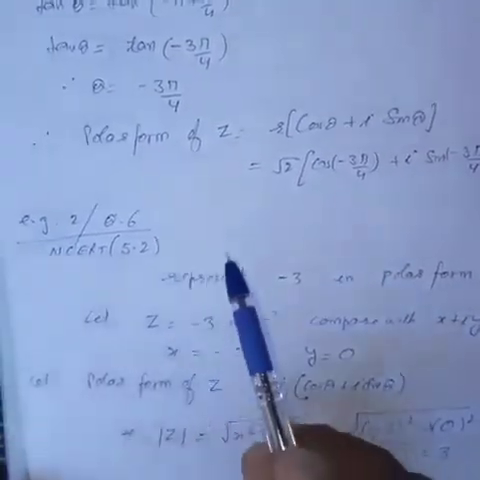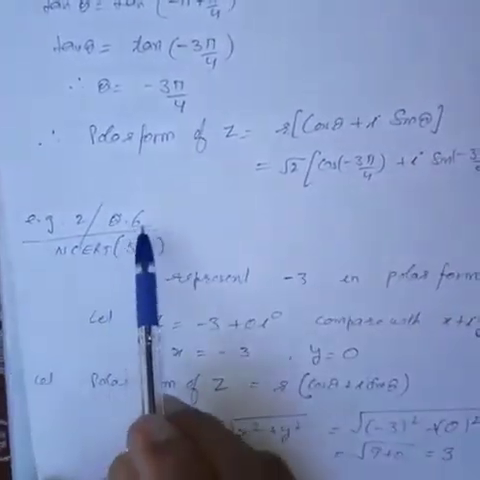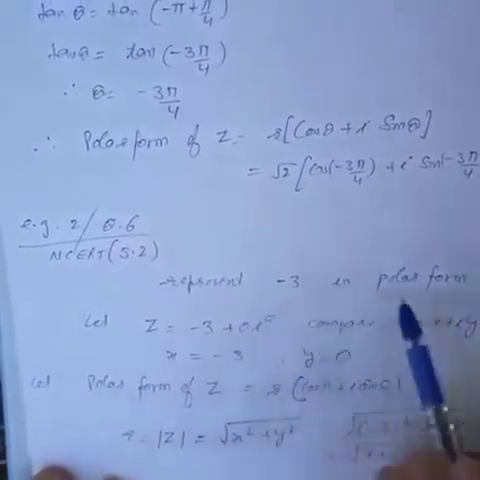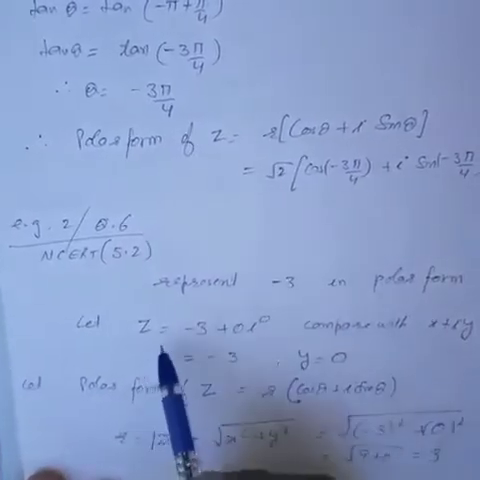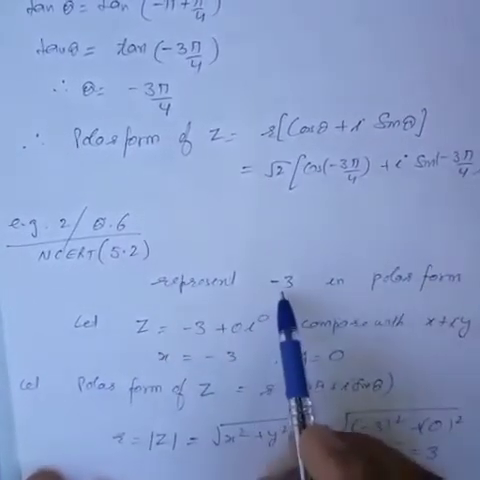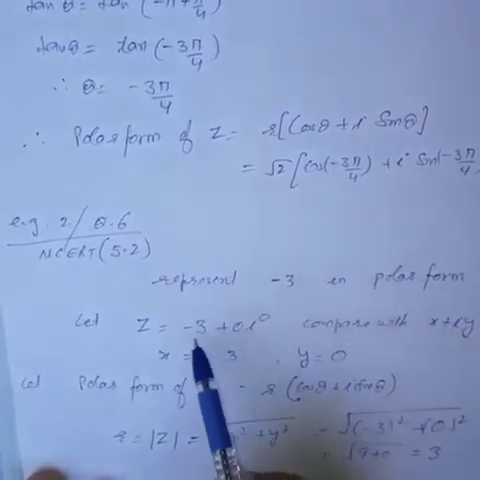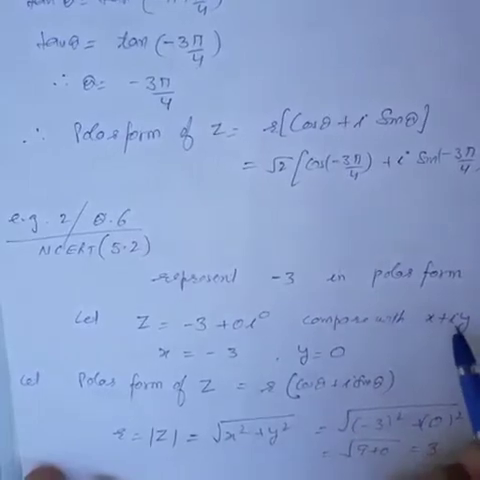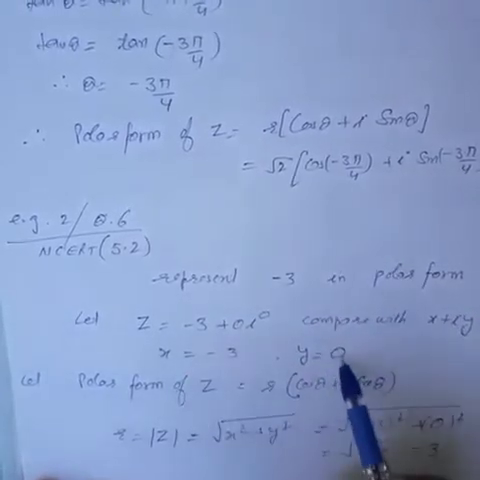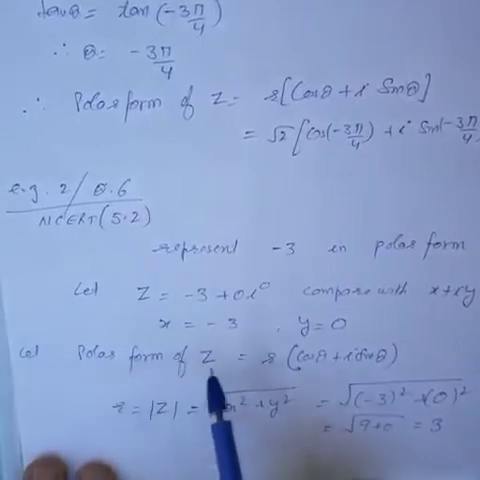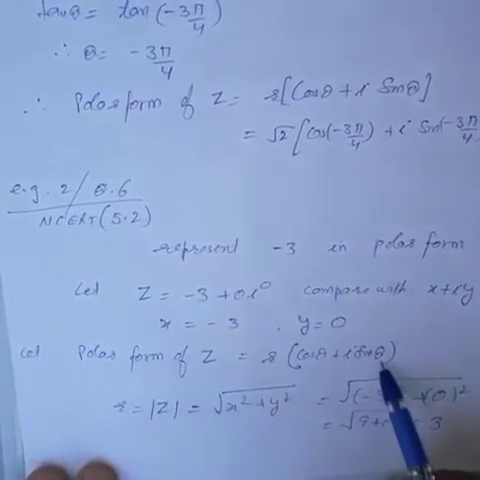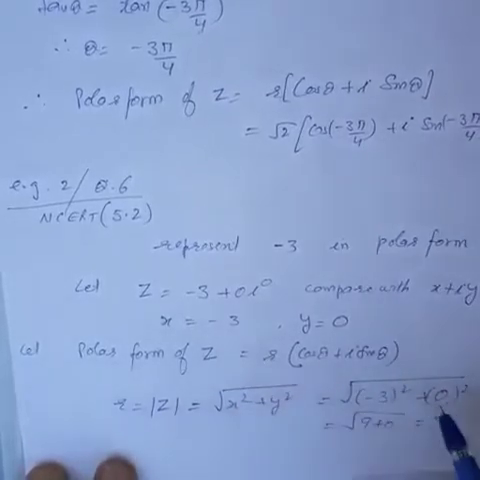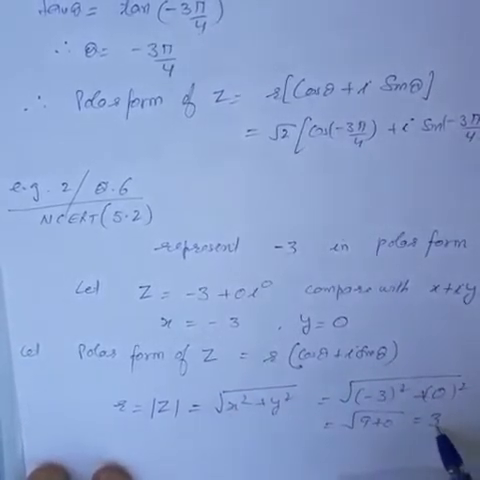Consider another example. It is question number 6 of NCERT exercise 5.2. Represent minus 3 in the polar form. Let z be the complex number. Represent minus 3 in the standard form of a complex number. It will be minus 3 plus 0 iota. Now compare it with x plus iota y. We know x is minus 3 and y is 0. So let the polar form be r into cos theta plus iota sin theta. We will calculate r using the square root of x square plus y square. You put the values. The value of r will be 3.